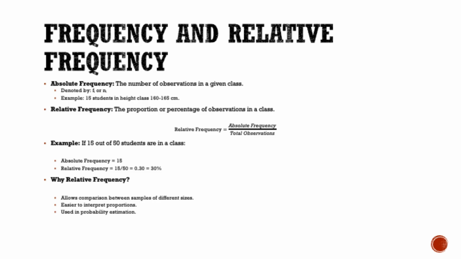Relative frequency is the proportion or percentage of observations in a class. It's calculated by dividing the absolute frequency by the total number of observations. If 15 out of 50 students are in a class, the relative frequency is 15 divided by 50, which equals 0.30 or 30%. Relative frequency is useful because it allows comparison between samples of different sizes, it's easier to interpret proportions, and it's used in probability estimation.